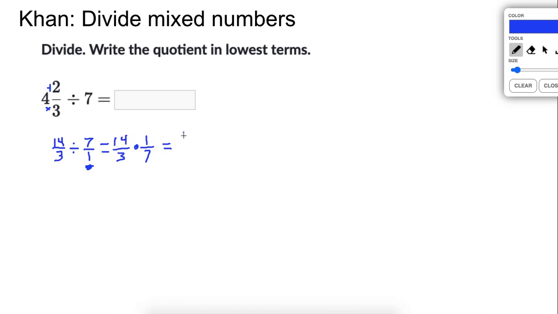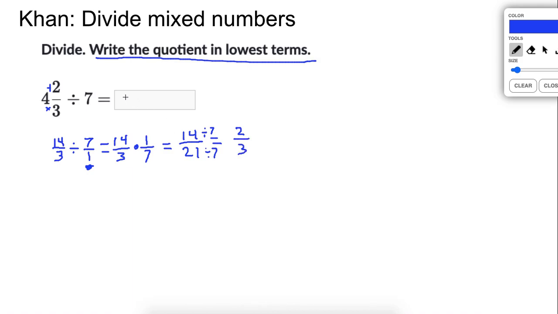So we end up with 14 over 21. And both those are multiples of 7. The key is right here. It does say write it in lowest terms, so it will want you to simplify that. So we need to divide both of these by 7, and we're going to end up with 2 thirds for our simplified answer on that one.